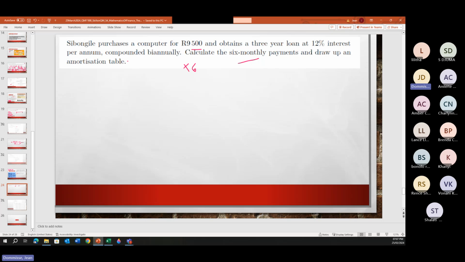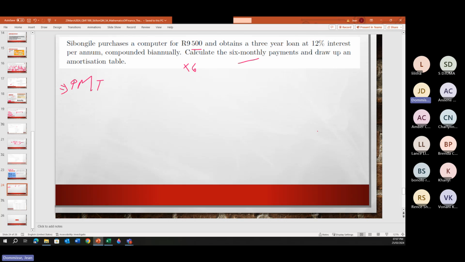But let's quickly look at this. So they ask us for this one to calculate the 6 monthly payments. So they want us to work out what is your PMT. And then they said, but draw up an amortization table. Again, they can't ask you to draw up an amortization table because it's online. They must ask you to fill in gaps. So they can ask you to work out the PMT, which we will do. And then I'll show you something else that they can ask you in your assignment.